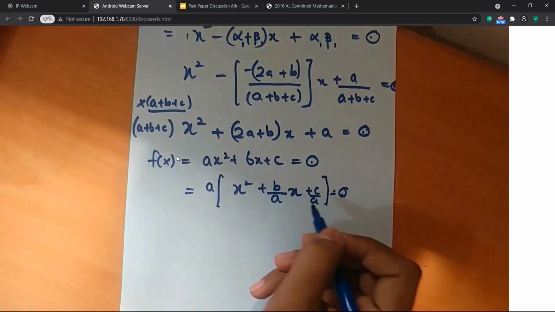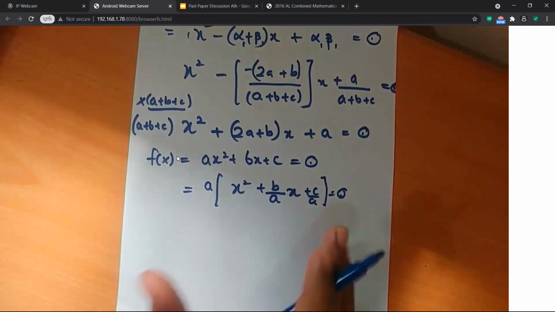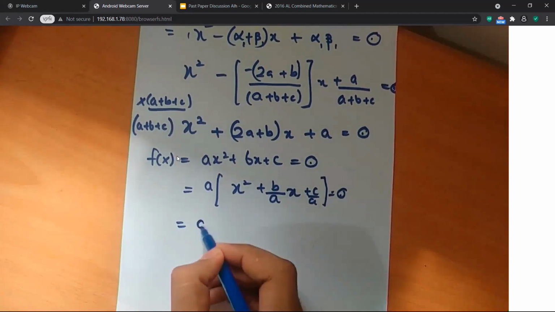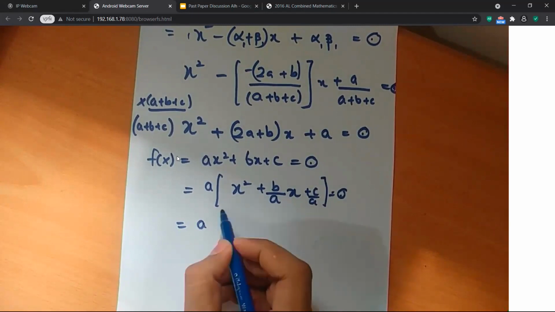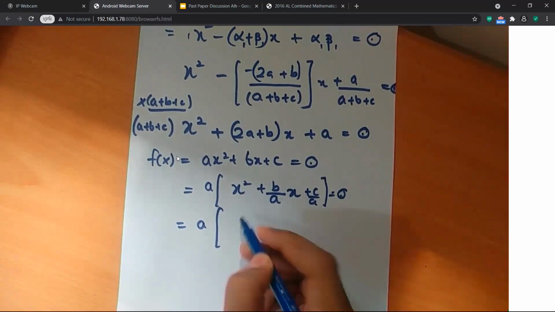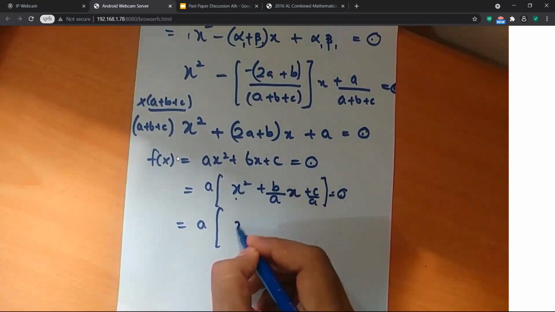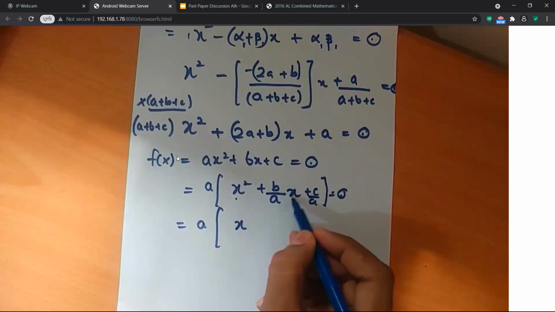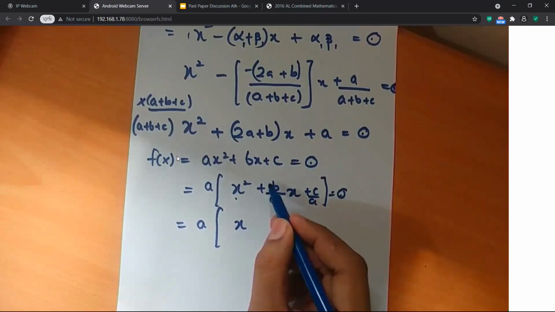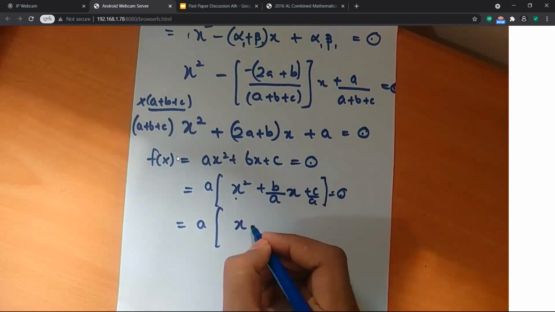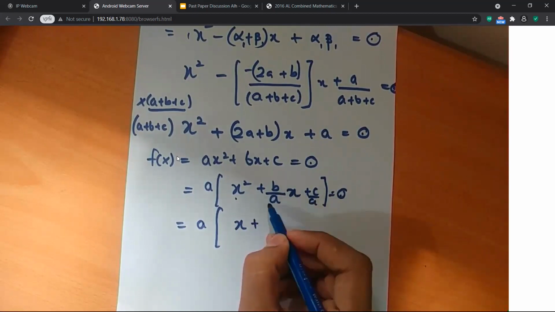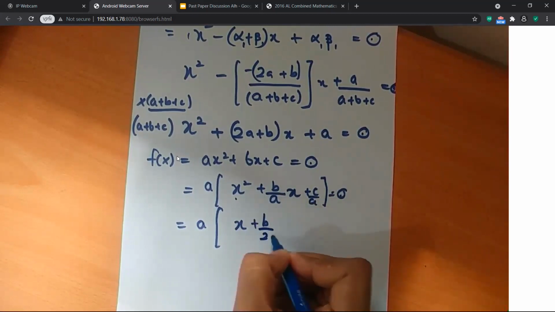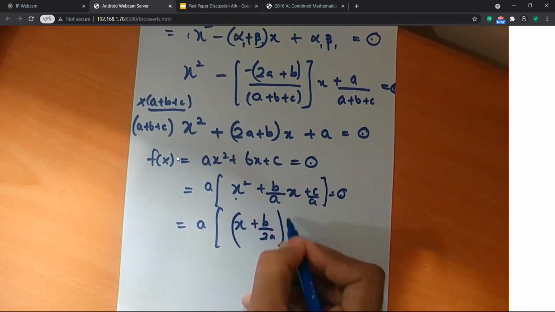Okay, we need to complete the square. Now, how do we complete the square? I'll tell you why we are completing the square in a minute. You take the x and the coefficient of x and take half of that value. So what is half of b over a? b over 2a. You square it.